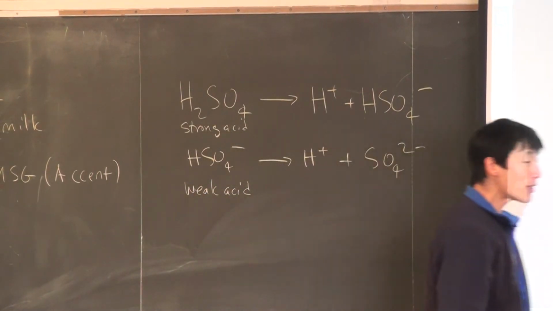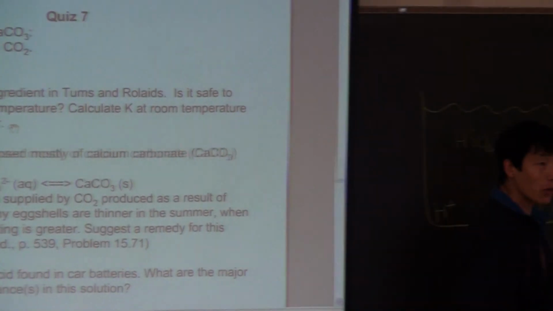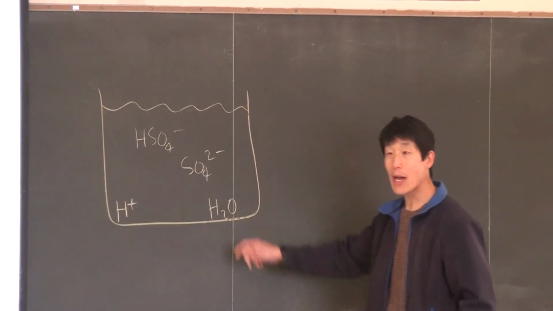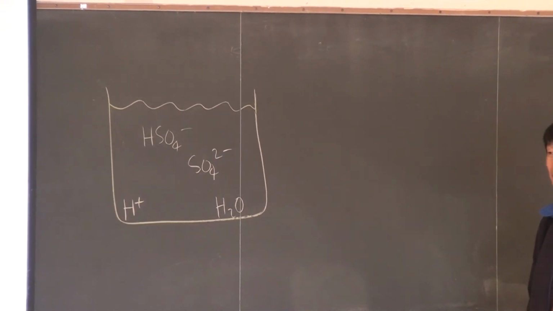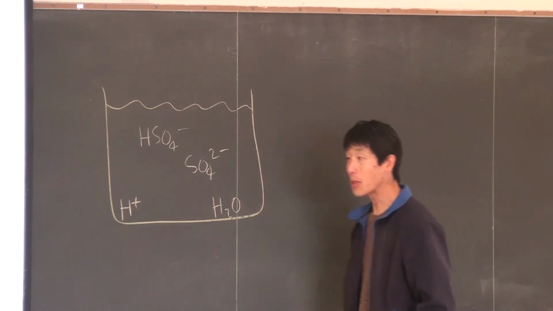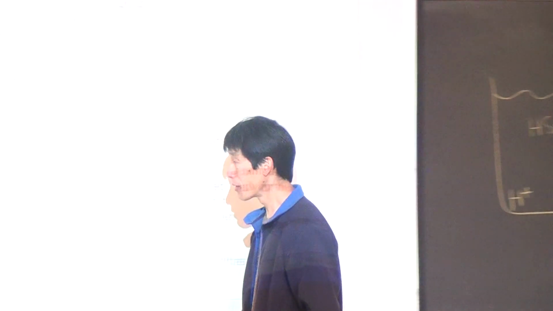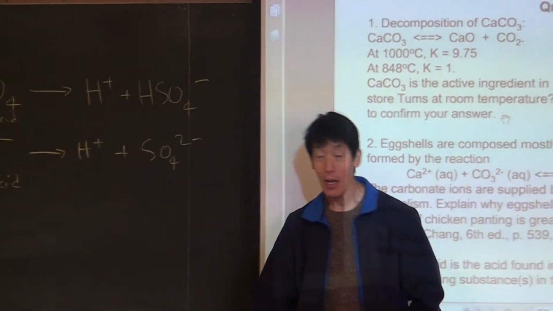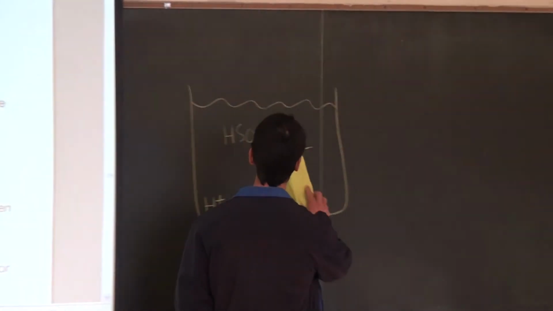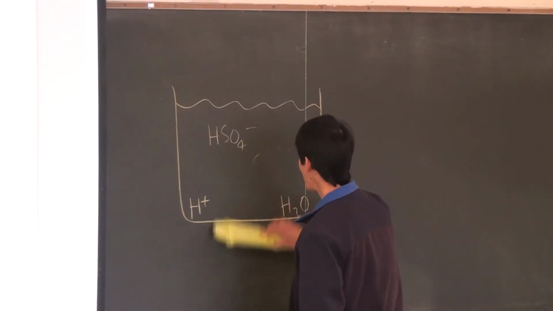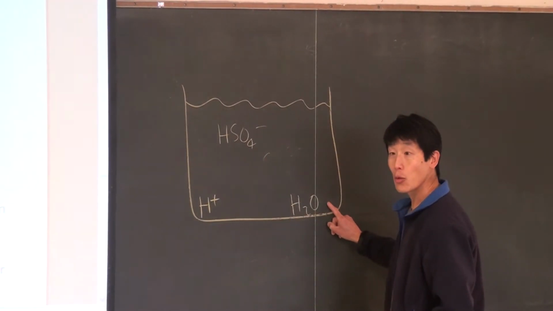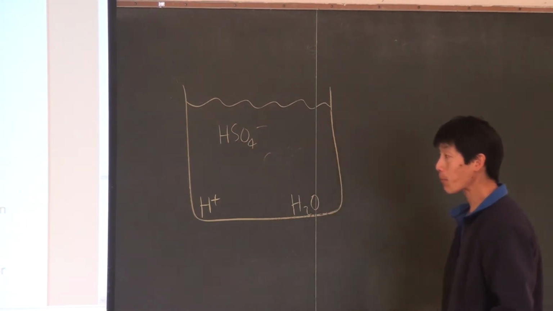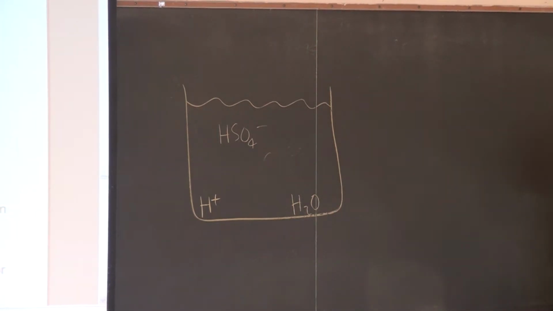Okay, so if HSO4 minus is a weak acid, would we expect to see SO4 2 minus in the solution? Why not? Because HSO4 minus is a weak acid. Really, for the most part, we'll see HSO4 minus and H plus and water in this solution. Okay, so we're not going to see any, or just a very small amount of sulfate ion in this sulfuric acid solution.